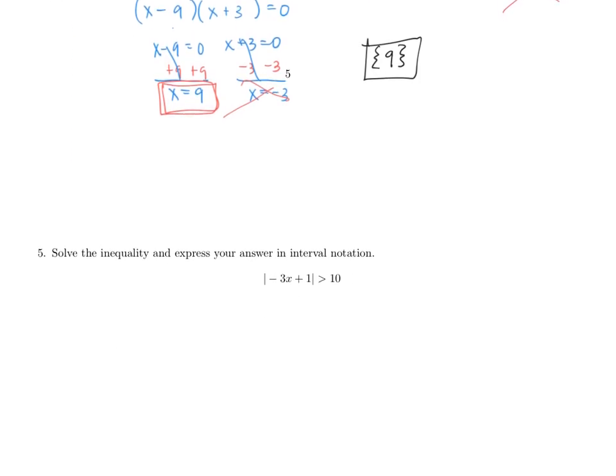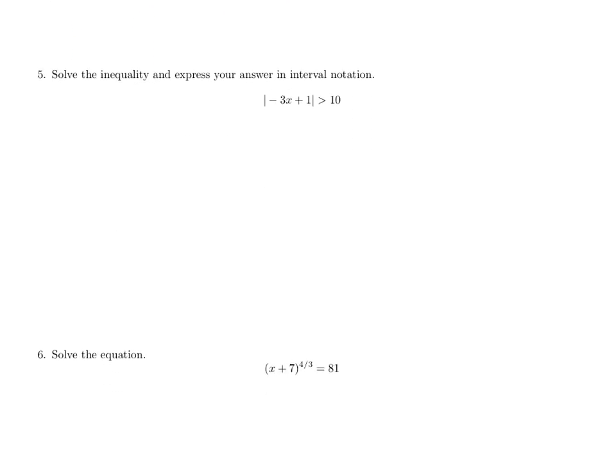Okay, so let's look at the next one. Number 5, solve the inequality and express your answer in interval notation. So this is an inequality and it's an absolute value inequality. So what you want to do here is first make sure the absolute value is by itself, and it is on the left-hand side of the inequality symbol. You want to make sure you're comparing it to a positive, because remember, 0 or negative are special cases. So this is compared to a positive.